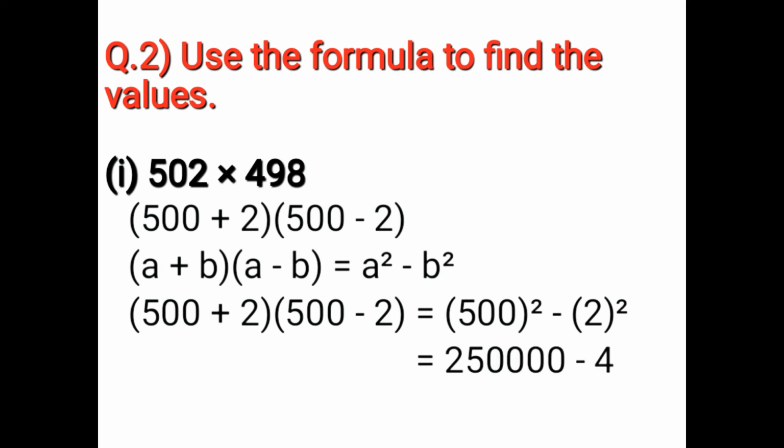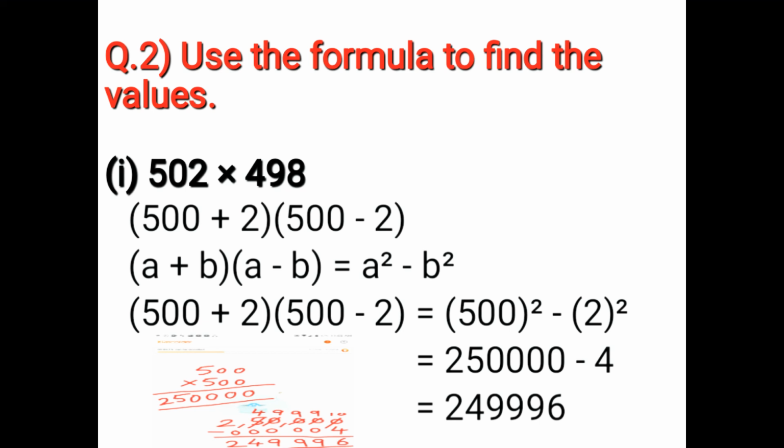500 square means 500 multiplied by 500. That is 2,50,000. Minus 2 square, 2 twos are 4. Now you have to subtract this. The answer is 2,49,996. You can check the answer here, which I have done.